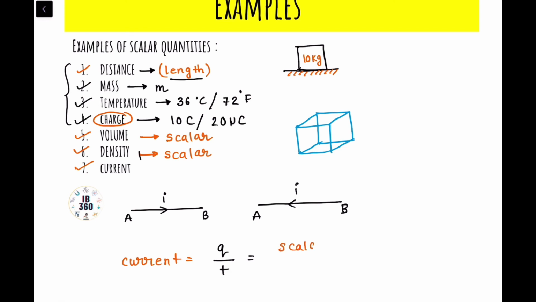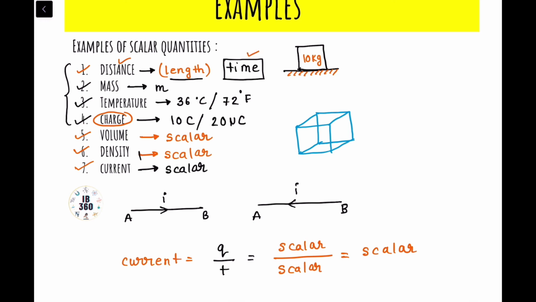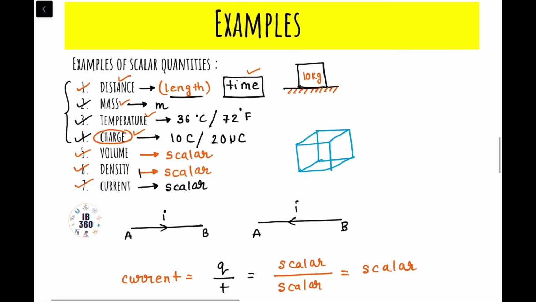So scalar. So what is time? Time is also a scalar quantity. Obviously, time is a scalar quantity. Why? Because for time we don't need to specify the direction, right? So scalar divided by scalar will give a scalar. So that means current is also a scalar quantity. So in this way, if you just know the distance, time, mass, temperature and charge, they are scalar quantities, you can identify the other scalar quantities very easily.